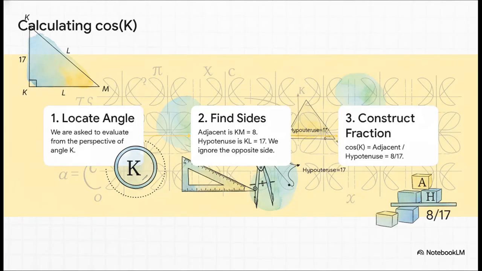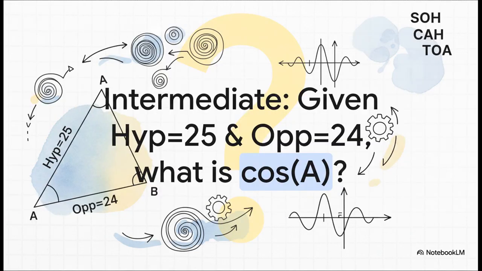Okay, let's break this down. First step, we figure out our point of view. We're standing at angle K. Second step, we identify the sides we need. The hypotenuse is always the one across from the right angle, so that's KL, which is 17. The adjacent side is the one touching angle K, which is KM, and that has a length of 8. We don't even need to look at the opposite side. Third step, just build the fraction. Adjacent over hypotenuse, that's 8 over 17. And we're done.